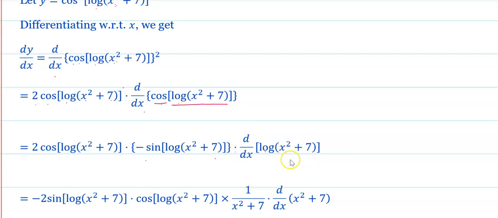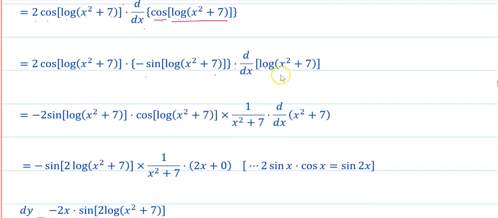Now what is the derivative of log of x? It is 1 upon x. Similarly here 1 upon x square plus 7 into ddx of x square plus 7. What's the derivative of x square? It is 2x. Derivative of 7 is 0. And in this way all derivatives are completed here, and hence finally we will write here minus 2 sine, okay, minus 2 sine log of x square plus 7.